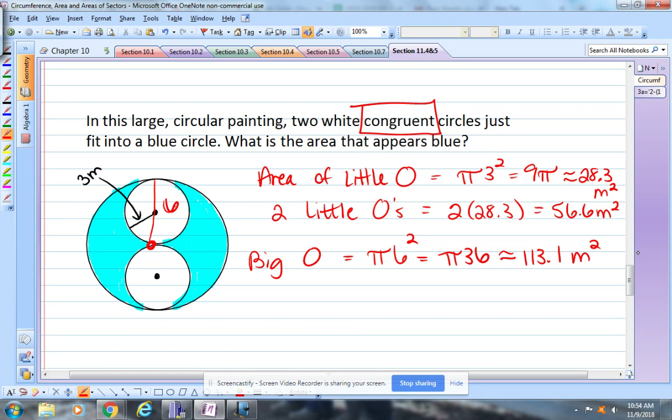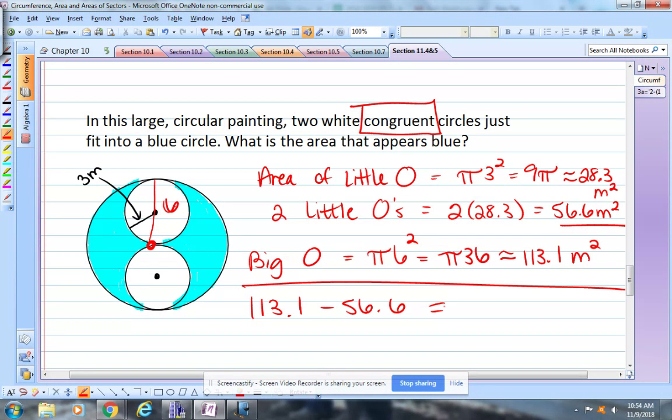So how are we going to find the area of the blue part? Actually, I'm going to use the 56.6 where I doubled it, because we got two of them. 113.1 minus 56.6 is approximately 56.5 square meters. Does everybody understand how we got that? You need to get the area of the outside, the big thing, and then subtract off the parts you don't need. Okay? One more.